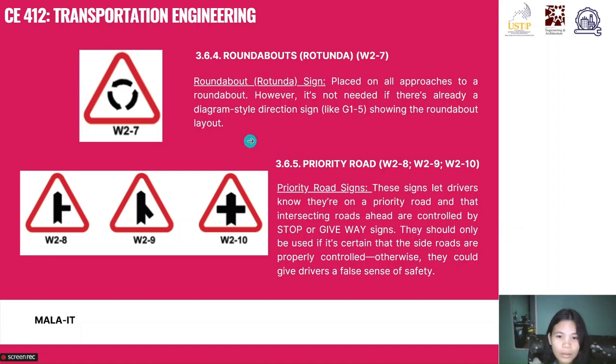Roundabouts. So the roundabout sign is placed at all roundabout approaches, unless a diagram sign is already in place. And then the priority road. So it informs the driver that the intersecting roads are controlled and they have the right of way. Those priority roads are the ones with stop or giveaway signs.